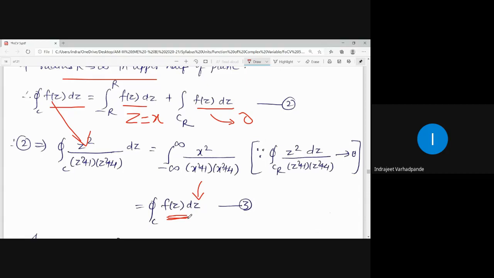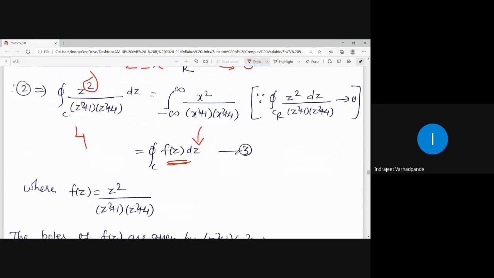Now, here the condition is fulfilled that the degree of the denominator should exceed the degree of the numerator by at least 2. Z square into z square will be degree 4 and this will be degree 2. So, obviously, there is a difference of how much value? Value 2. So automatically the condition is fulfilled in this also. So f of z is equal to z square upon z square plus 1 into z square plus 4.